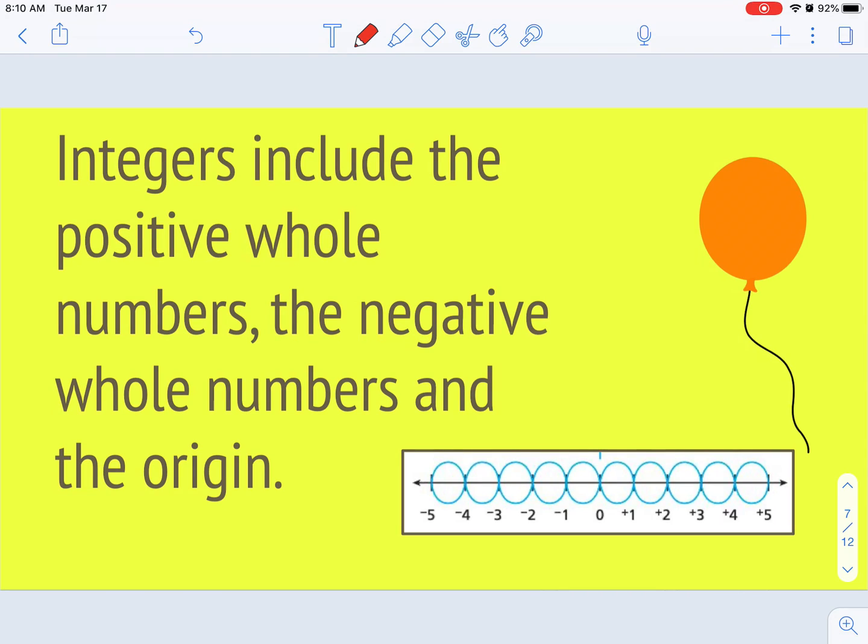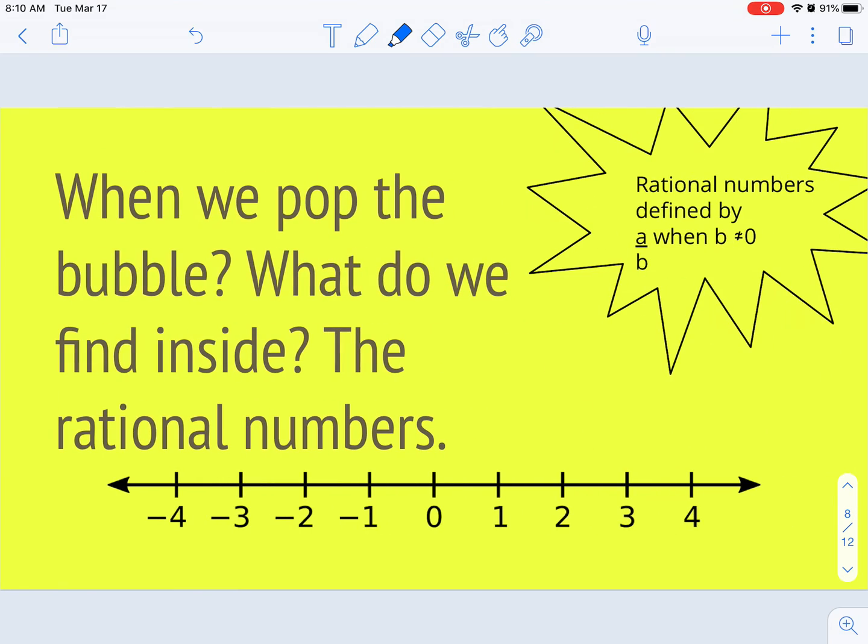Let's remember that the set of integers includes all of the positive whole numbers to the right or above the origin, all of the negative whole numbers to the left or below the origin, and of course, the all-important origin itself, 0. That is the set of integers. When we pop those bubbles, we reveal all of the rational numbers, everything in between. All of the stuff now gets revealed.